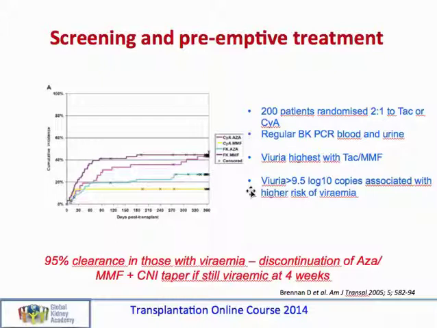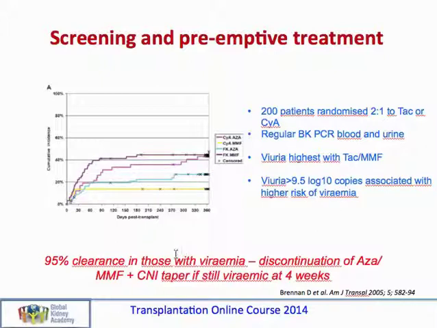They had a regular screening of BK virus in their blood and urine, and one of the interesting findings at the time was that viruria was highest in those on the combination of tacrolimus and mycophenolate. That's here, this purple line here. And viremia of more than 10 to the 5 copies was associated with a high risk of nephropathy.